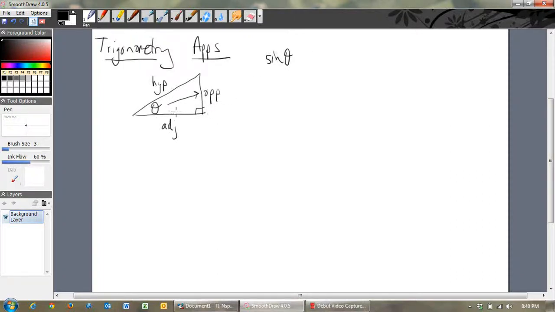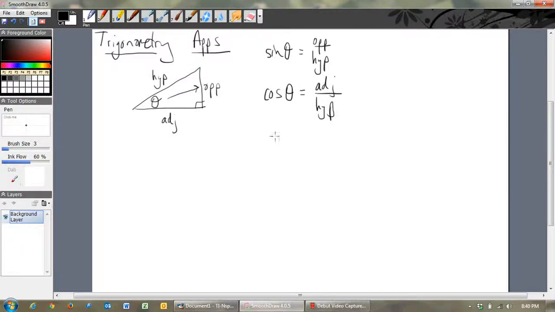Okay, so there are three sides, and the three ratios that we get are, first, sine theta. For any triangle that has an angle of theta, there will always be the same ratio of two sides, and that ratio is opposite over hypotenuse. We have cos theta, or cosine theta, which is equal to adjacent over hypotenuse, and we have tan theta, which is opposite over adjacent. Okay, so those are our three ratios.